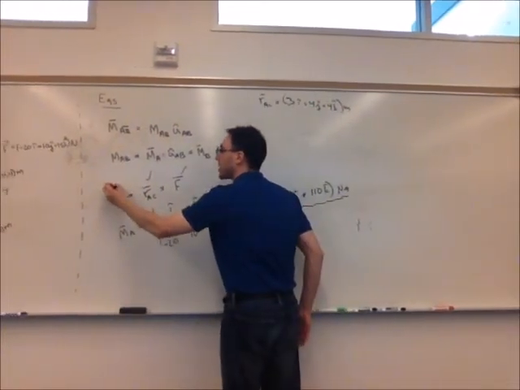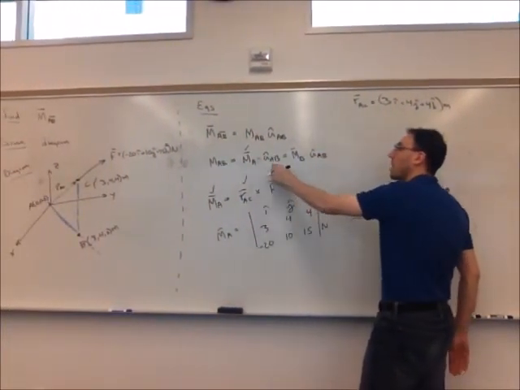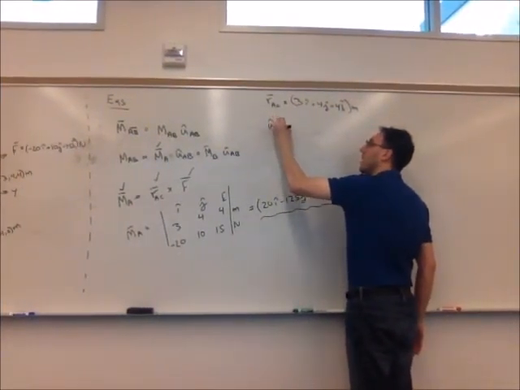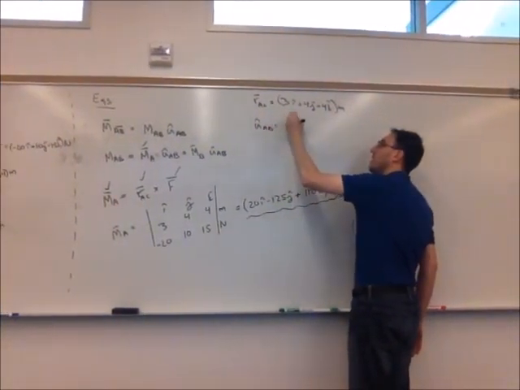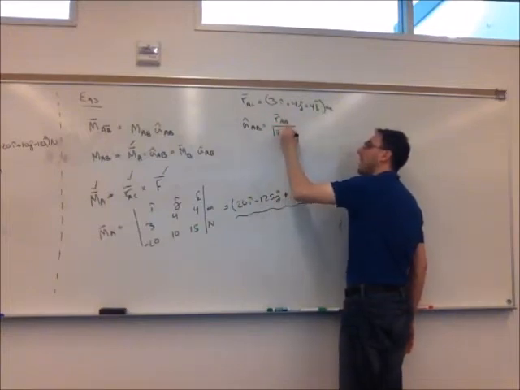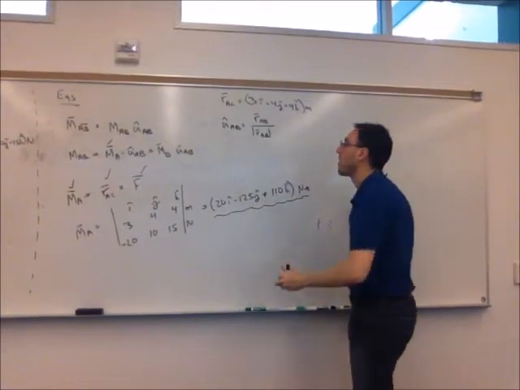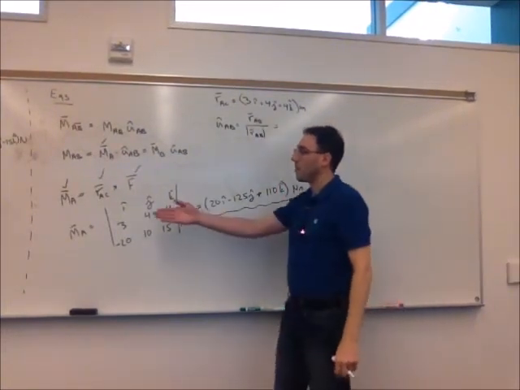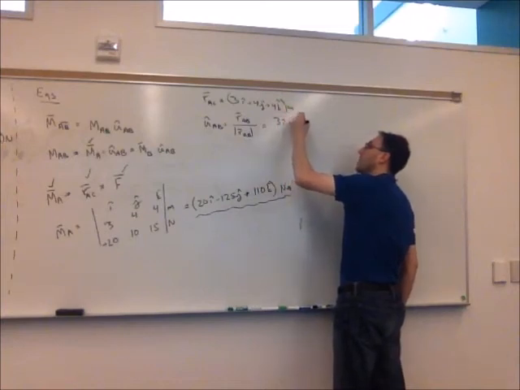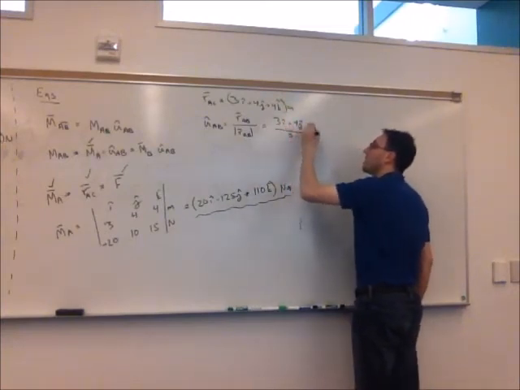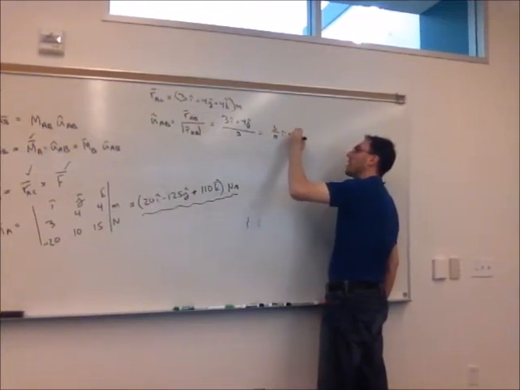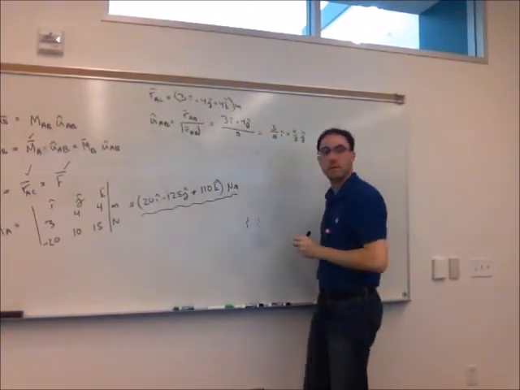We now want to dot this with u hat AB. To find u hat AB, we normalize position vector r_AB. Point B minus point A is going to give us 3i plus 4j, magnitude of 5. So 3/5 i plus 4/5 j is unit vector AB.